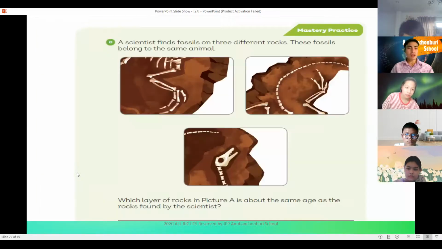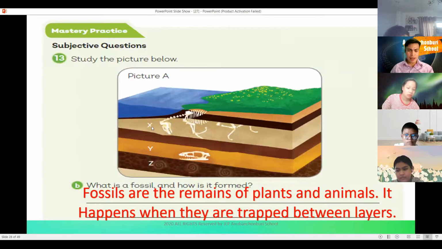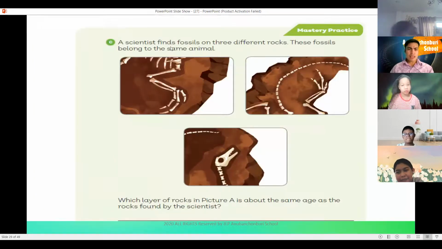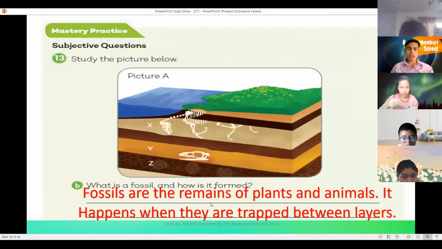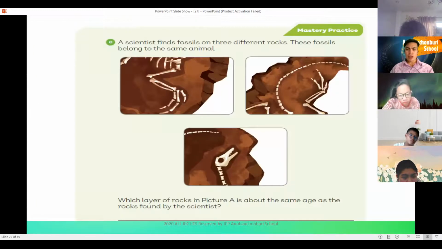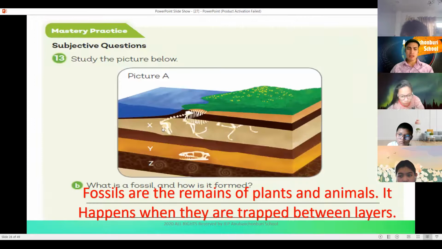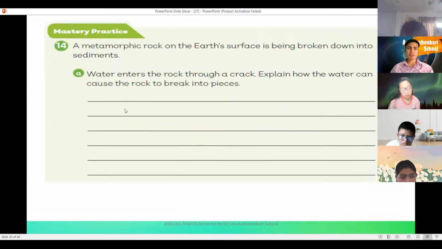Please remember. Okay, so here on this picture, in layer X, we can see there the head of a dinosaur and all of that. Now, a scientist finds fossils on three different rocks. We have fossil A, fossil B, and fossil C. Which layer of rocks in picture A is about the same age as the rocks found by the scientist? It should be in layer? Yes. Layer X, very good.